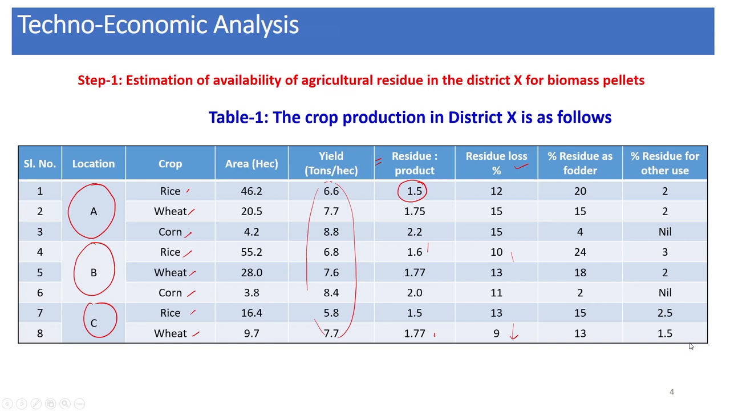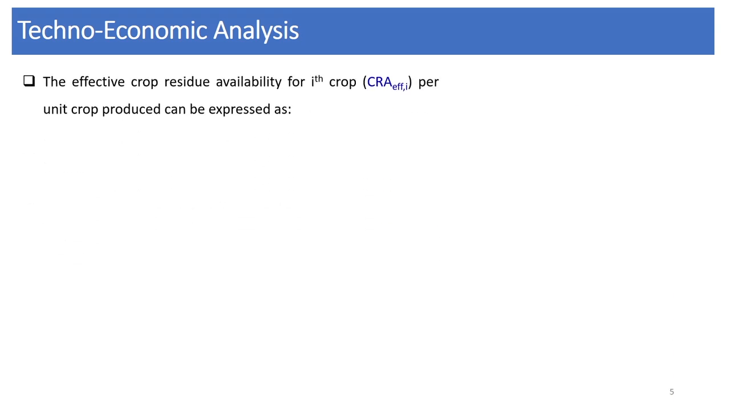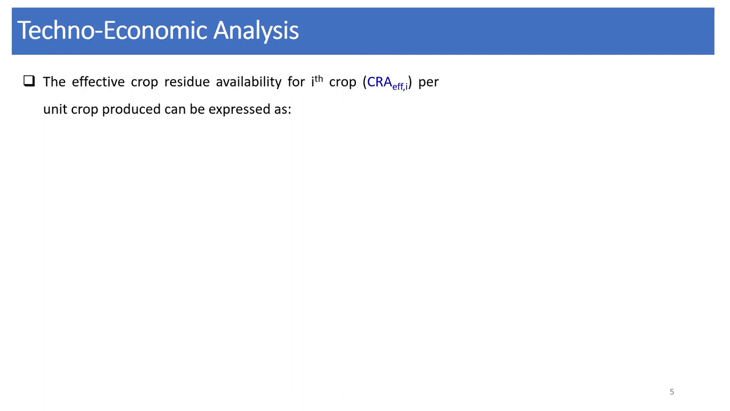So with this data, what are we going to do now? First, we need to find out the effective crop residue availability. If there are n number of crops, then we have to find out the total residue availability. So for the ith crop, CRA effective, per unit crop production, can be expressed using this expression. CRA effective for a particular crop is equal to RCI multiplied by 1 minus RC CR.